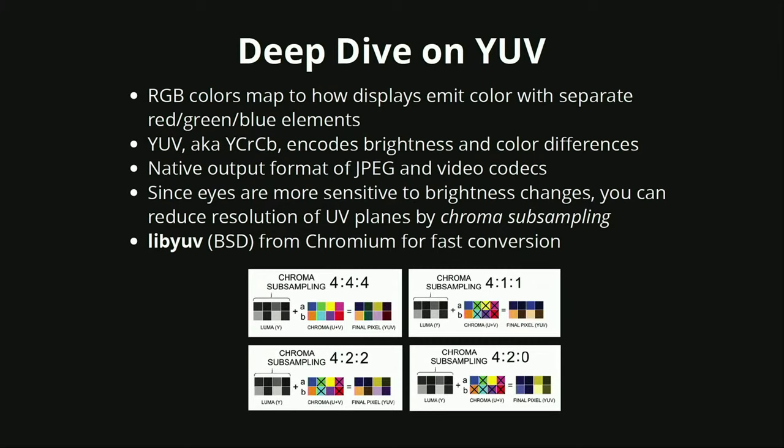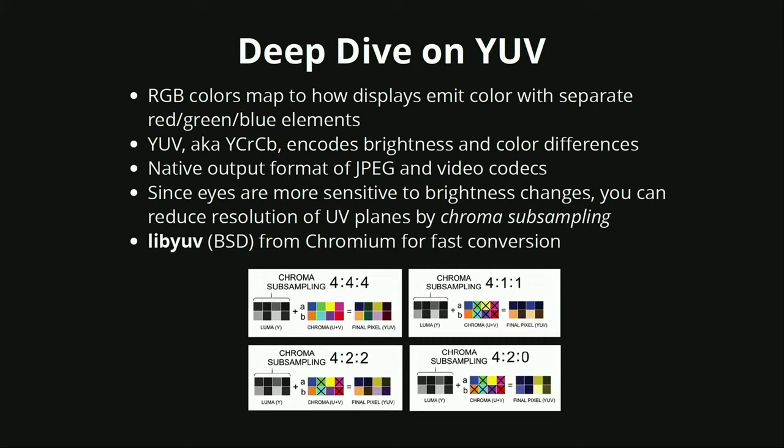We use YUV in JPEG. YUV is used in kind of all the different video formats. And what I have here is an example of this chroma subsampling, this idea that you can represent the color in a much lower resolution than you can represent the brightness and still get an acceptable image.